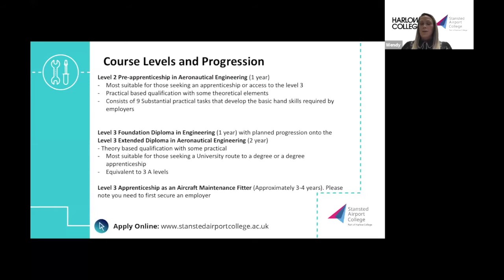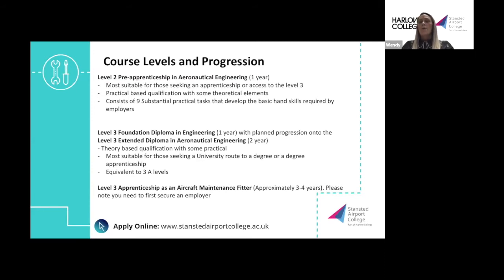If individuals are unsuccessful in securing an apprenticeship after their first year studying on the pre-apprenticeship programme, they are able to progress on to the level 3 programme whilst they continue to source an apprenticeship. If they're then successful, it's very simple for us to transfer individuals across to the apprenticeship programme, either at the end of their course or mid-programme.